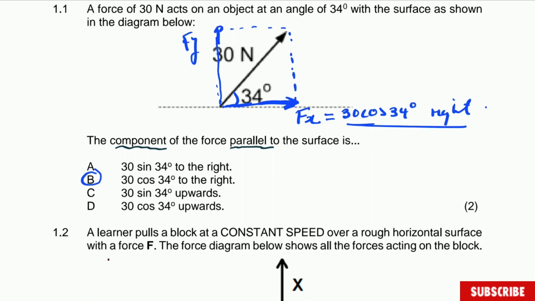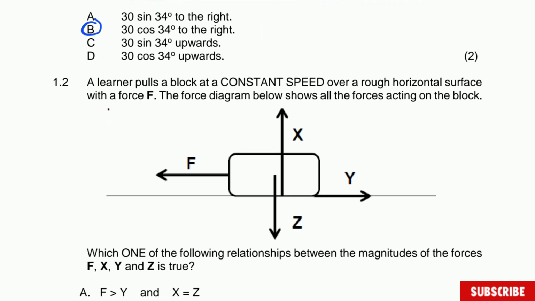Let's go to question 1.2. A learner pulls a book at constant speed over a rough horizontal surface with a force F. The force diagram below shows all the forces acting on the block. Which one of the following relationships between the magnitudes of the forces F, X, Y, and Z is true?